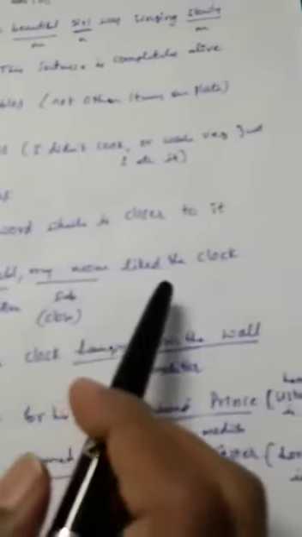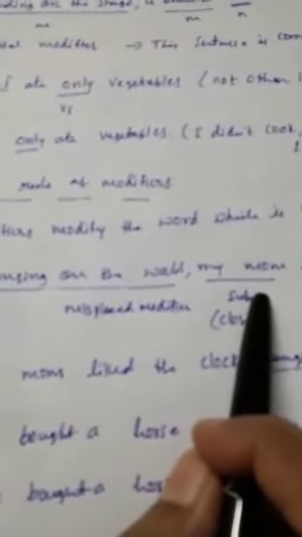Hanging on the wall, my mom liked the clock. See here, try to understand the meaning of the sentence. Hanging on the wall, my mom liked the clock. Who is hanging here? According to this sentence, who is hanging here? My mother. Is this a correct sentence? What is modifier here? Hanging on the wall. Okay, this is wrong.